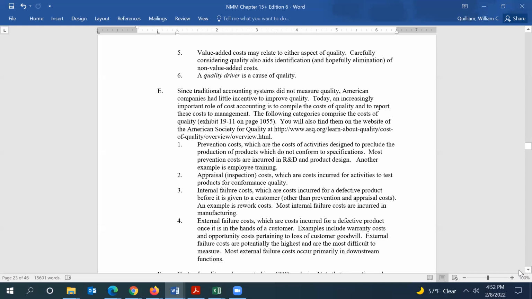Well then, a quality driver is a cause of quality. It increases quality. A good example would be employee training. A good example would be inspection of our finished product to make sure that we're not turning out defective product.